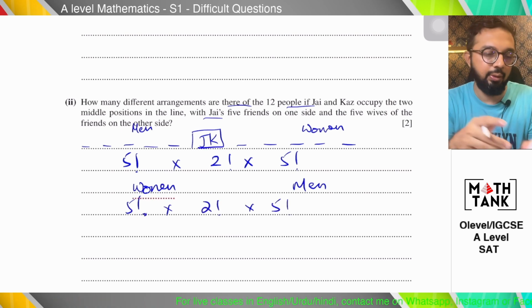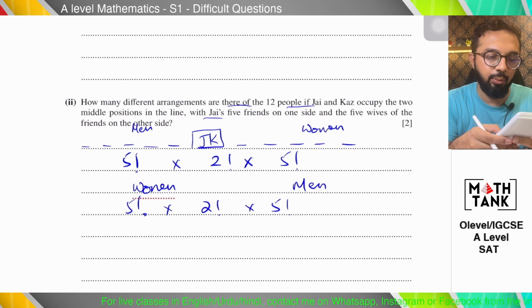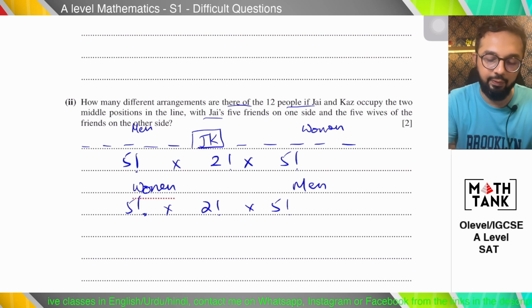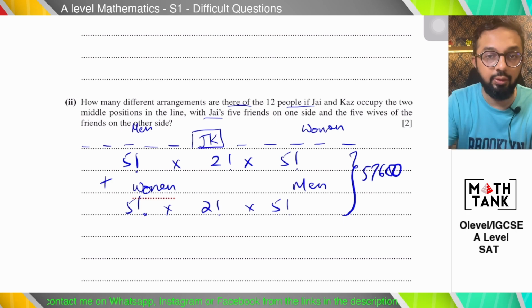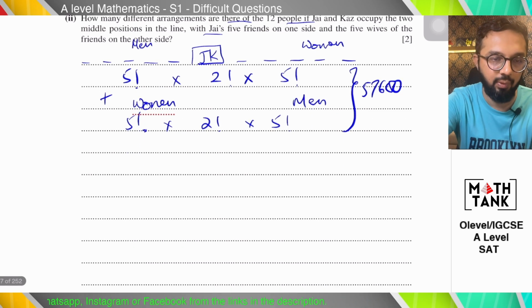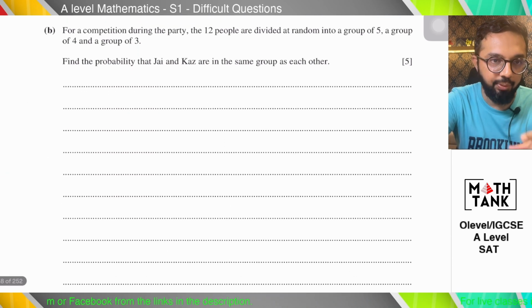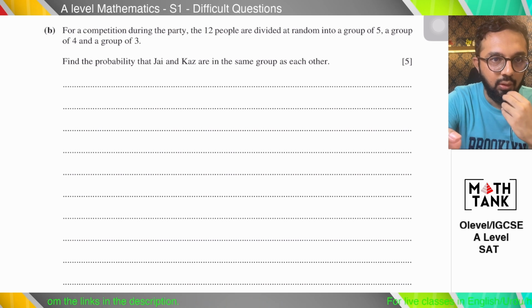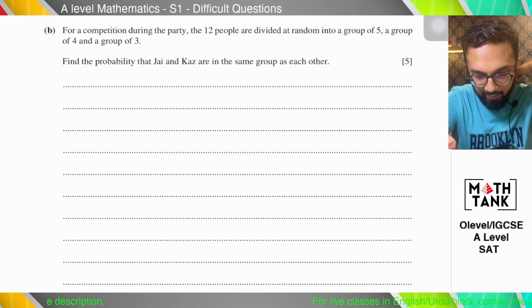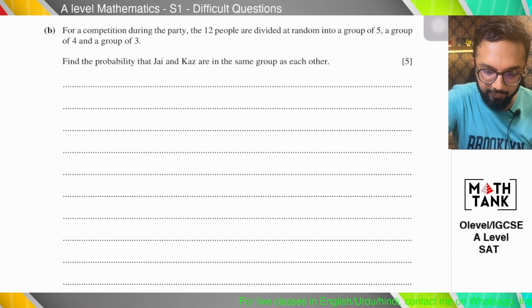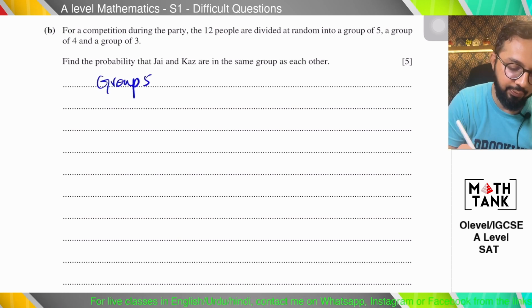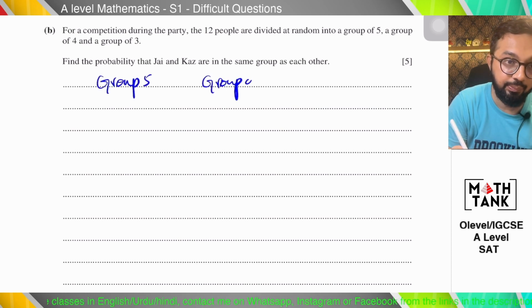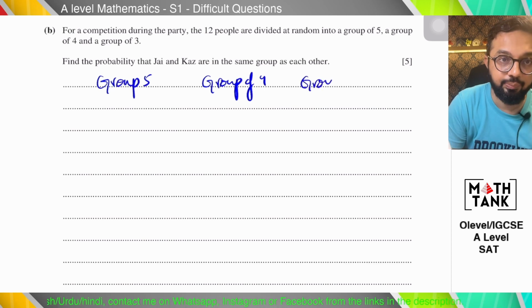Okay, so what does that give me? 120 into 120 into 2, 28,800. Okay, these two conditions are being added together. Okay, for a competition, the party, the 12 people are divided into a random group of 5 people, a group of 4, and a group of 3. Group of 5, group of 4, group of 3.